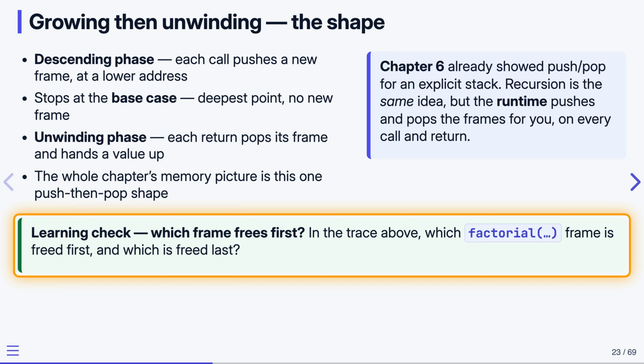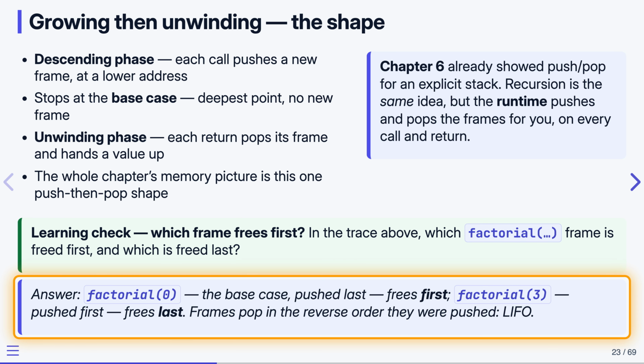Now a quick check. In the trace above, which factorial frame is freed first and which is freed last? Pause and think. Now the answer. Factorial of 0, the base case, was pushed last, so it frees first. Factorial of 3 was pushed first, so it frees last. Frames pop in the reverse order they were pushed. That is last in, first out.